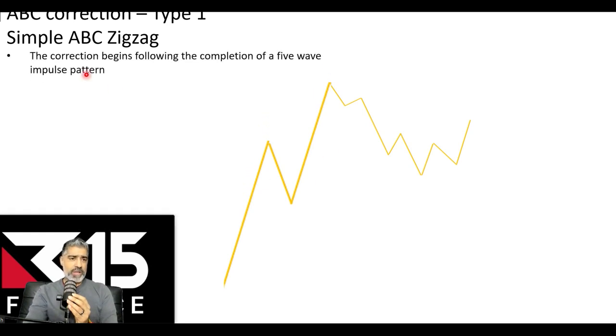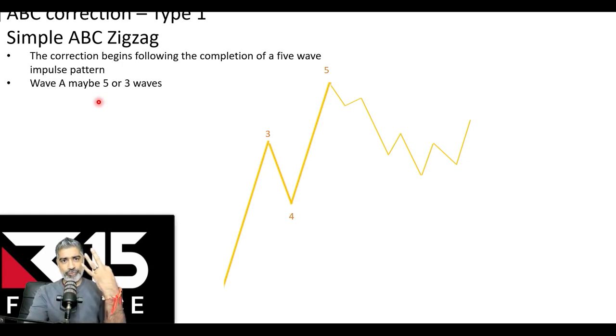So what this is, the correction begins following the completion of a 5-wave sequence. So let's just say we've got this completion of a 3, 4, and then a wave 5. We should anticipate a wave A. And a wave A can break down, believe it or not, into 5 or 3 waves. Now, what does that even mean?